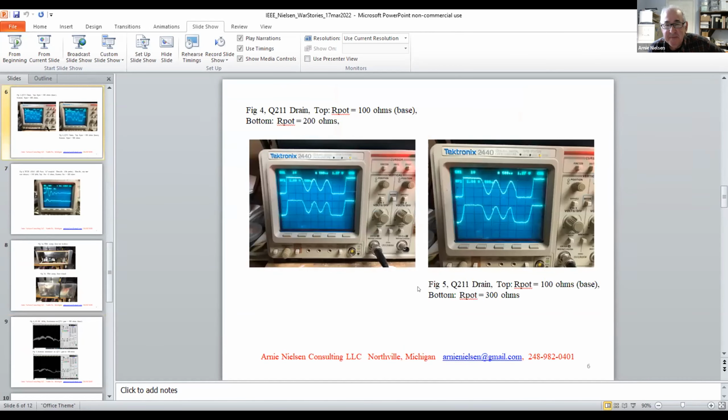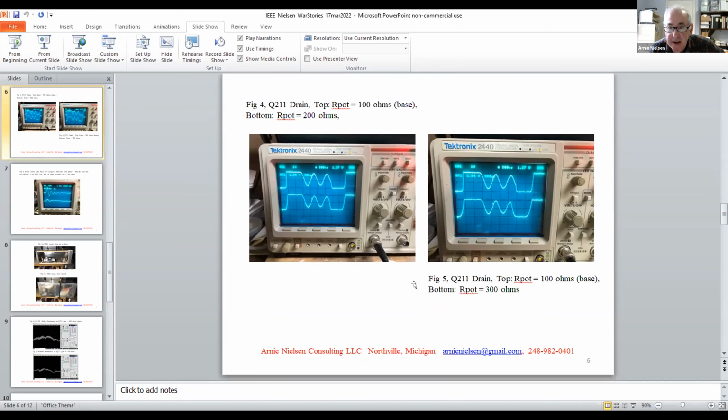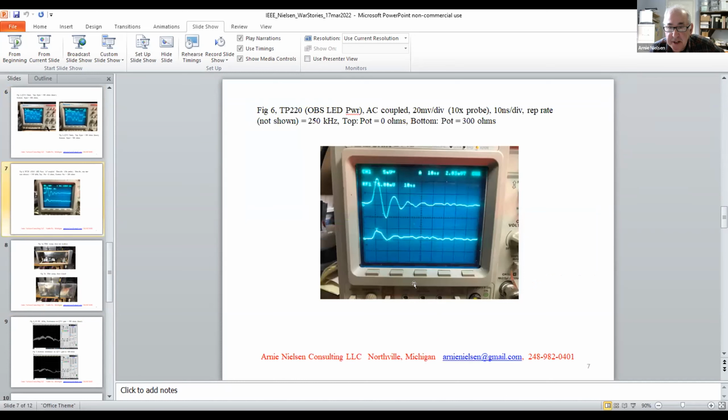In fact, here's the pictures showing the standard resistor they had in there was 100 ohms, which is shown on the top. That's the drain of that FET. And you can see as you start increasing the resistance, that gets more and more rounded off. In fact, on the right picture there's 300 ohms. And here's the actual, I think it was around 20 volts, here's the actual pictures of the power supply going to all those LEDs. You can see how increasing that resistance made it a lot better.